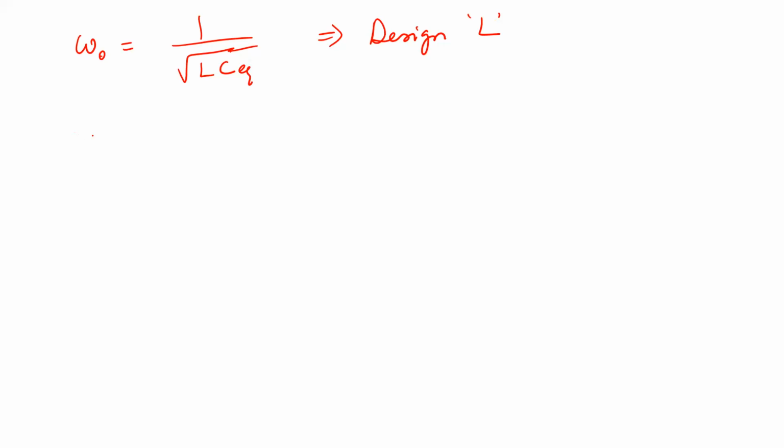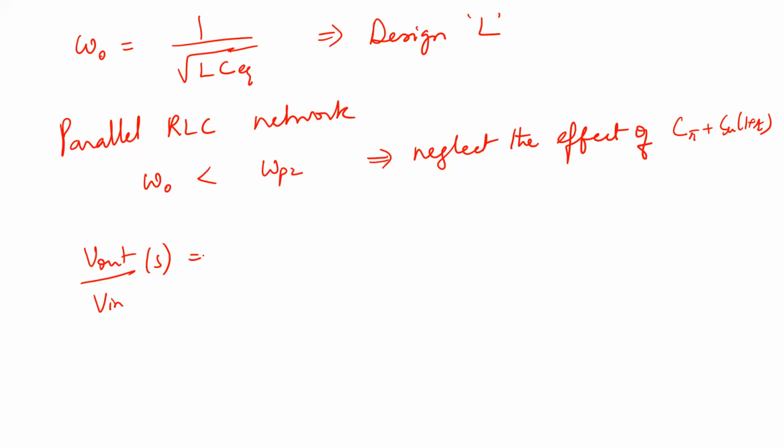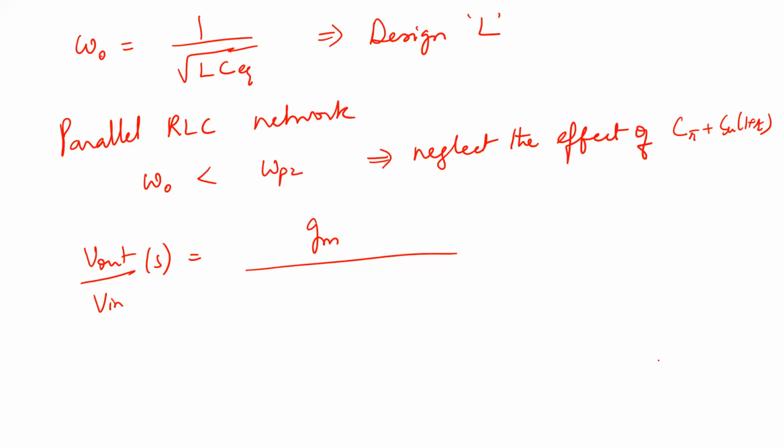And then, this is a parallel RLC network. So if you consider omega naught to be smaller than, let's say, omega p2, in other words, you can neglect the effect of C pi plus C mu times (1 plus A_V) into R pi. Now what happens? Your V out by V n of s is given by gm V n divided by the parallel combination, or rather divided by the admittance. What is the admittance? 1 by R plus 1 by sL plus sC. This is your combined admittance.